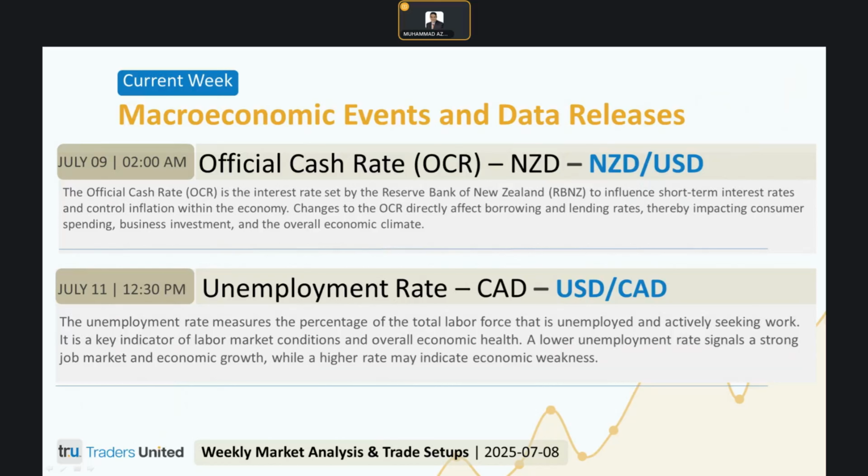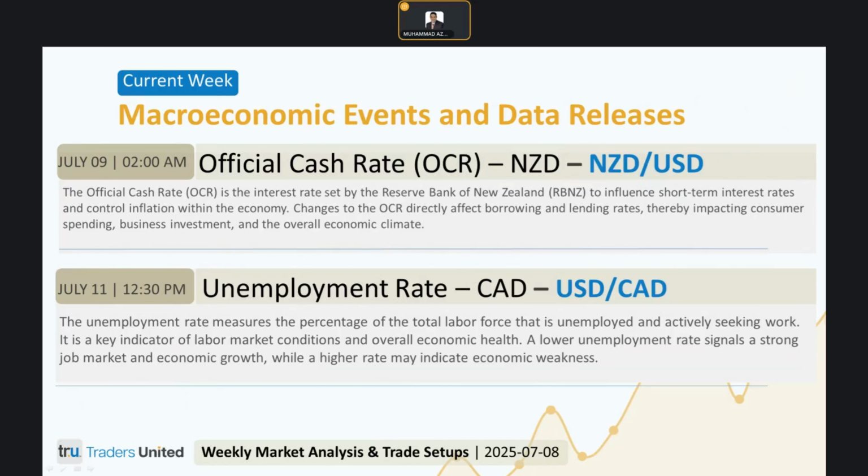That's the official cash rate. And the forecast is also 3.25%. The actual data is not released yet, but the market is expecting no change. In other words, the market widely expects the Reserve Bank of New Zealand to hold the OCR steady at 3.25%, signaling a wait and see approach amid signs of easing inflation and subdued economic growth.